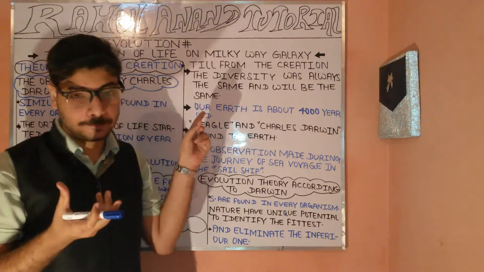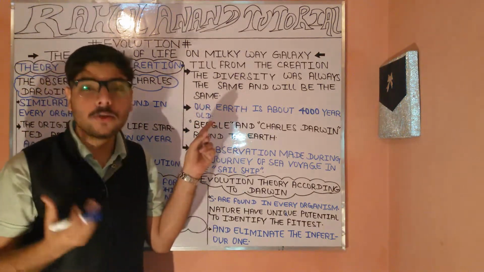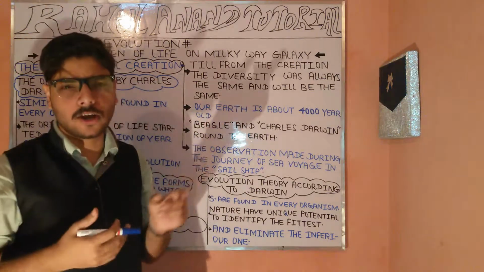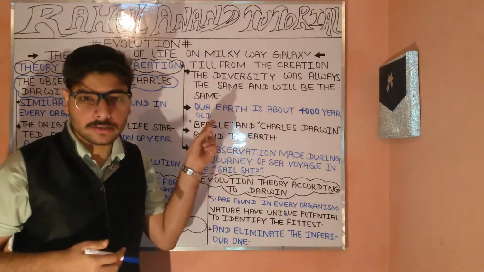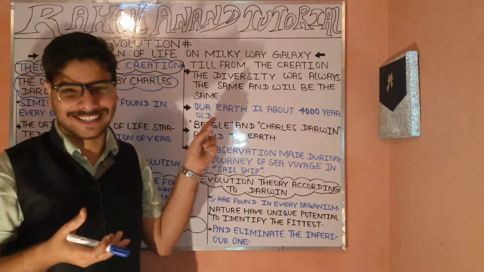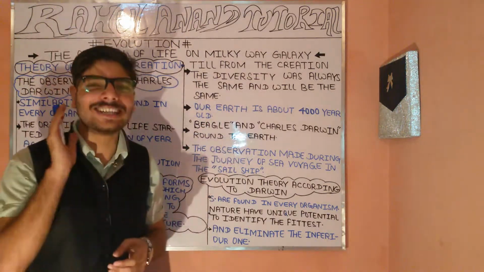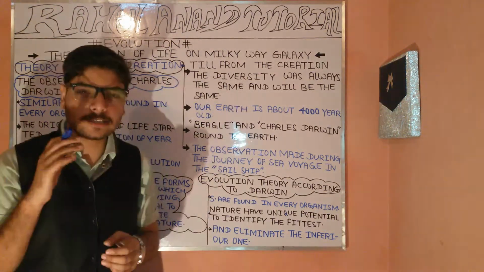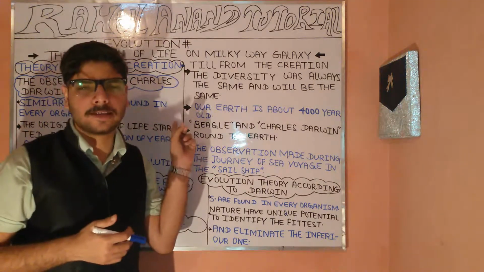Primarily, what do you understand about this? We will be understanding the origination of life on the Milky Way galaxy. It means the origination of life on the Earth. Understanding this means understanding the theory of special creation.